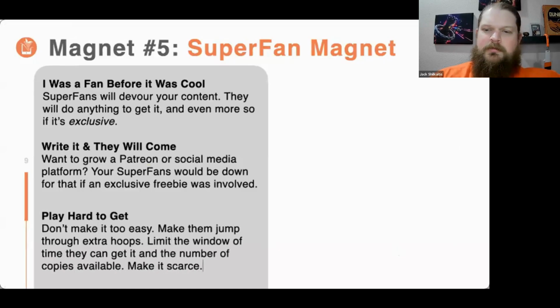So we want to play hard to get when we use this strategy. We do not want to make it easy to get our superfan magnet. Make them jump through the extra hoops. I mean, be reasonable about it, but yeah, they should maybe jump through a few extra hoops. You want to maybe limit the window of time that they can get it, or maybe the number of copies that are available in some cases. Maybe it's that exclusive. You only give it away for 4 weeks out of the year, once every quarter, right? And make it scarce so it's hard to get.